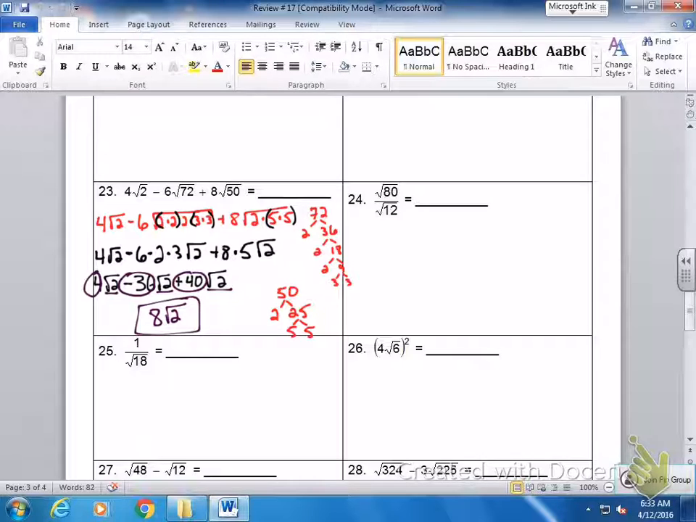Let's go ahead and look at number 24. We're not going to do it. I just want you to realize there's two ways you could do it. You could start by simplifying the numerator and the denominator, just like we did on the last problem. I'm pretty sure we've seen 80 already on the review.